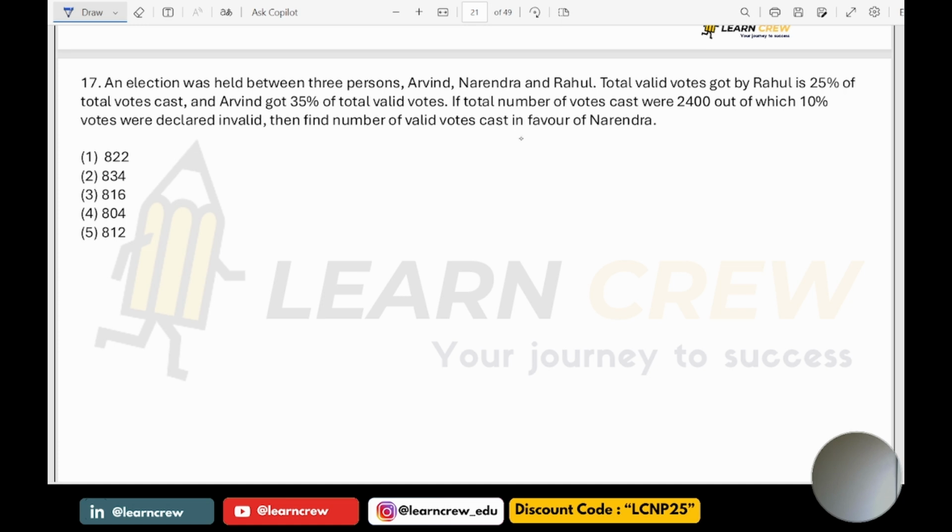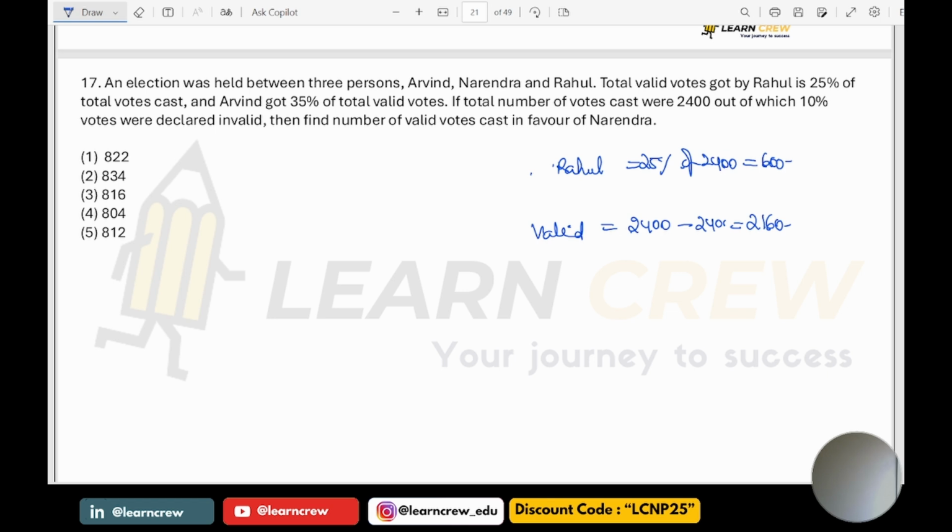So 25% of 2400, which is 600, is the total number of valid votes cast in favor of Rahul. Total number of valid votes will be how much? Out of 2400, 10% are invalid. So the remaining 2160 are valid.